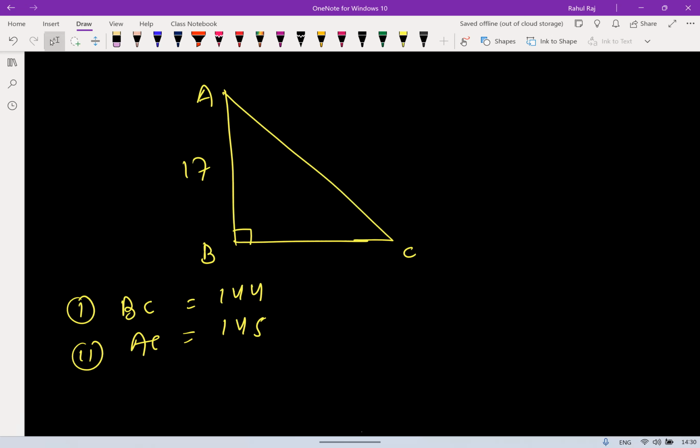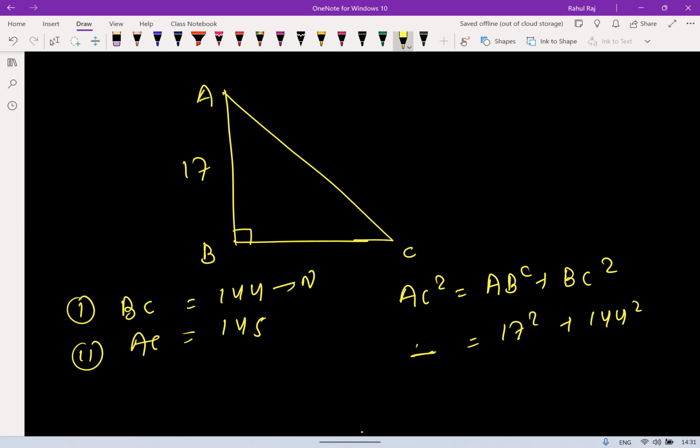Am I right? So for this triangle to be a right angle triangle, what do you need? AC square should be equal to AB square plus BC square, right? Option number 1 says BC is 144. AB is given to you. This is 17 square plus this is 144 square, but we don't have AC from statement number 1. Do you really feel it is sufficient to answer the question? Because you technically need to know the value of AC as well, right? So can I say this is not sufficient? Yes or no?